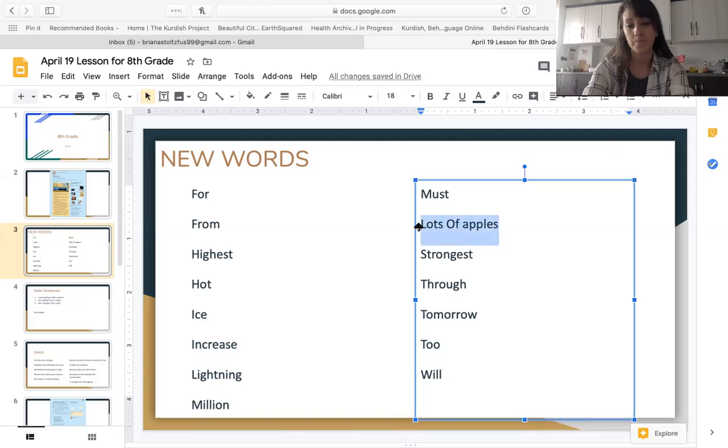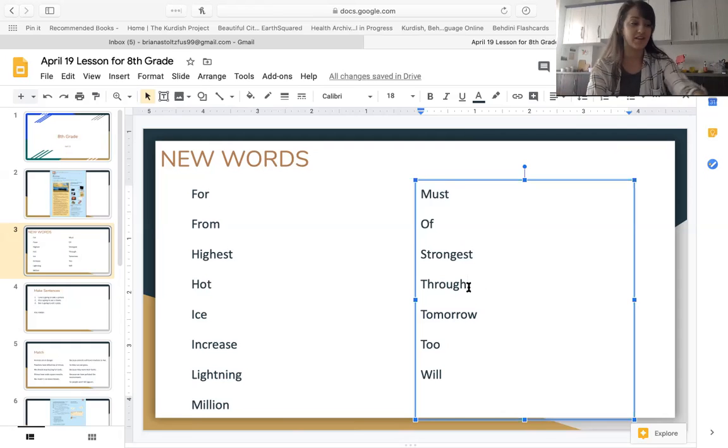Lots of. Here's another adjective, strong. Remember we had highest, now we have strongest. So strong is for 1. What is it for 2? Stronger. And what is it for 3? Strongest. Strong, stronger, strongest. So strong, maybe I am strong, but my brother is stronger, or my father is strongest, the most strong.